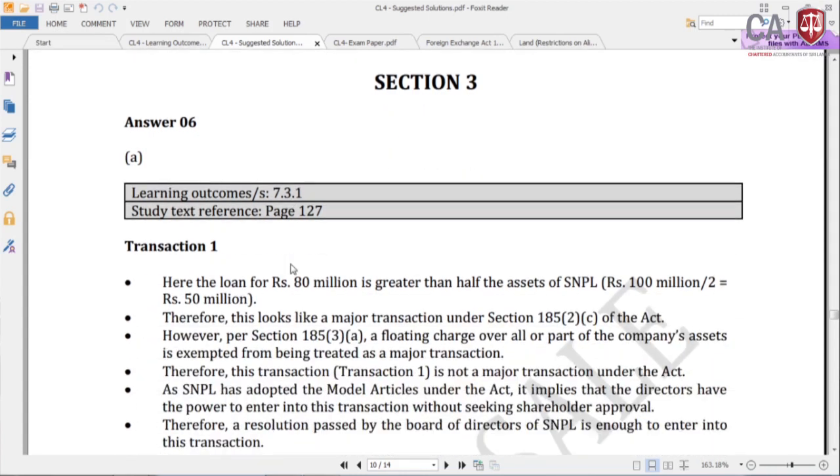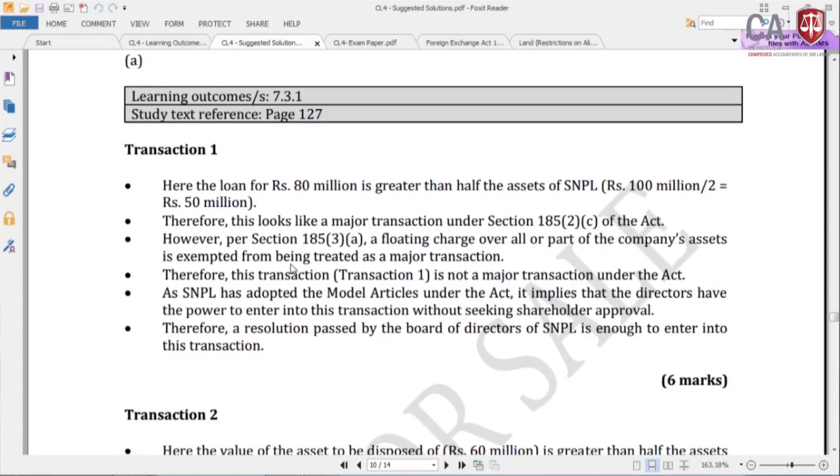Transaction 1. Here the loan for rupees 80 million is greater than half the assets of SNPL, which is 100 million. Therefore, this looks like a major transaction because it is more than half under section 185.2C of the Act. However, per section 185.3, a floating charge over all or part of the company's assets is exempted from being treated as a major transaction.